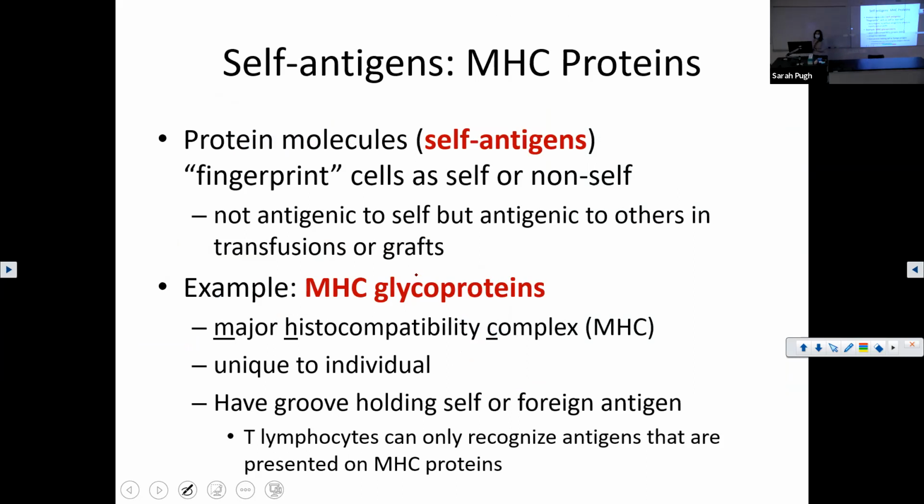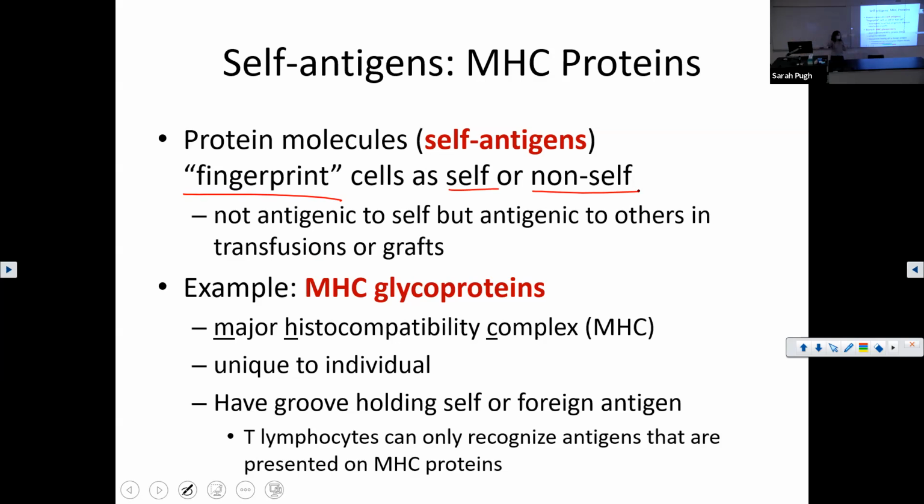We also have self-antigens. So remember, a lot of the time as we're walking through this chapter and we talk about antigen, we're referring to foreign antigens. They're foreign things that are getting in your body, but we do have self-antigens. These are the fingerprint. This is the sugar coating on the surface of our cells. It's how your body knows what belongs. And your cells are either self or non-self, right? If it's a self-antigen, it means that your body recognizes it as self. So it's not antigenic to yourself, but it is antigenic to somebody else, because we all have very unique self-antigens.